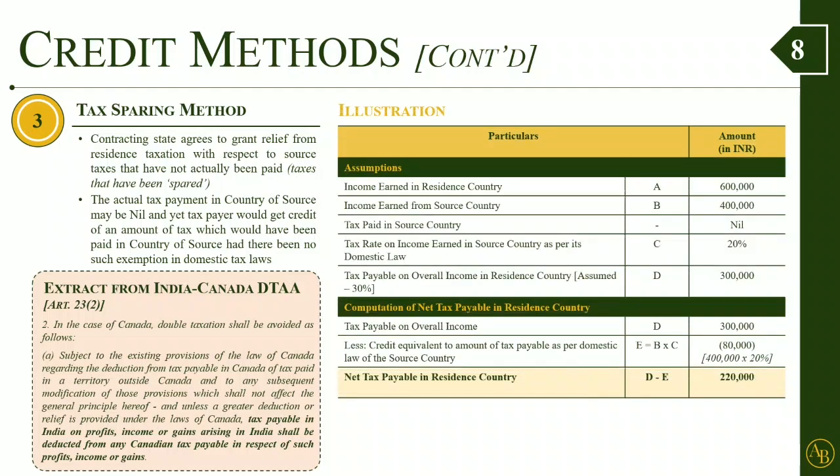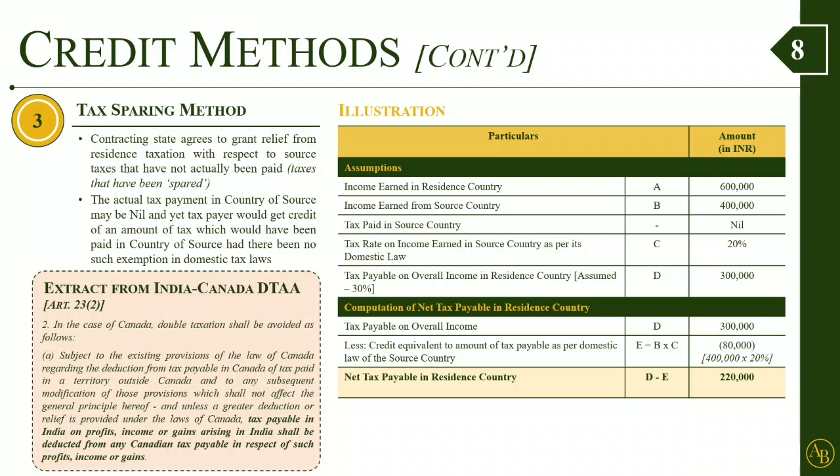So again guys, assumptions. This entire illustration has been presented from the perspective of a Canadian tax resident. Now the assumptions are: income earned in the resident country, that is Canada, is 6 lakh. Income earned from the source country is 4 lakh, and taxes paid in the source country, as you may say, are nil. So there is no tax actually withheld or paid in the source country. Now if tax was being levied in the source country on that income, we have assumed a 20% tax rate which would have been levied, and the tax payable in the residence country we have assumed as 30%, so that is 3 lakh, of total income.